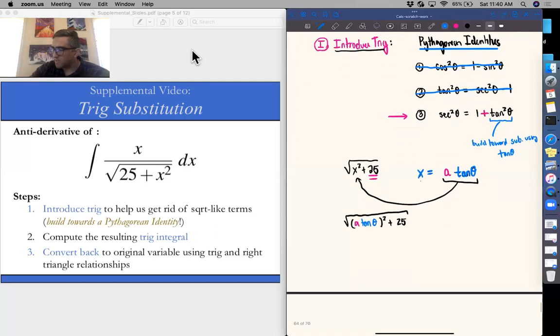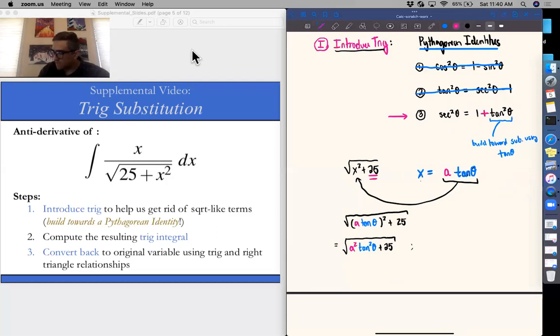Now just doing a little bit of algebra here. What's underneath this square root? Well, we get an a squared tangent squared plus 25. And now ideally what we'd like to be able to do is to really get it in the form of tangent squared plus 1, because that's what our identity is, of course. We need to basically take a 25 from each of those terms underneath the square root.